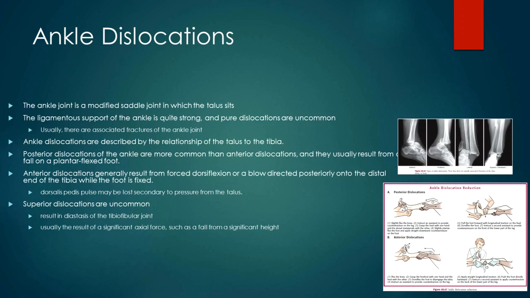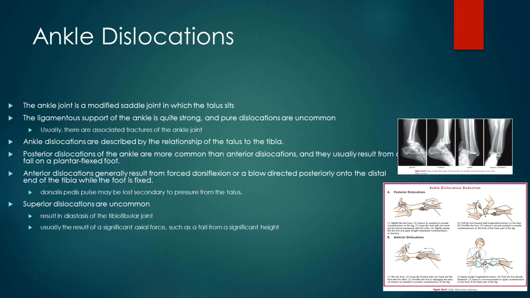Ankle dislocations. The ankle joint is a modified saddle joint in which the talus sits. The ligament support of the ankle is quite strong and pure dislocations are uncommon. Usually there are associated fractures of the ankle joint. Ankle dislocations are described by the relationship of the talus to the tibia. Posterior dislocations are more common than anterior and they usually result from a fall on a plantar flexed foot.